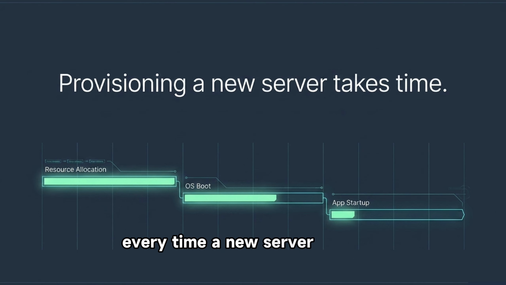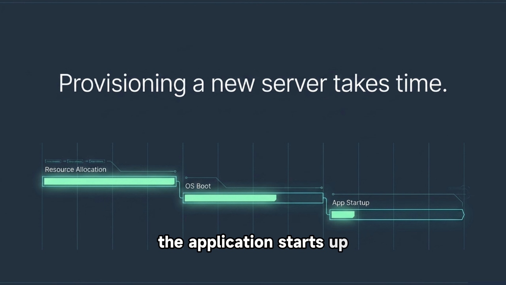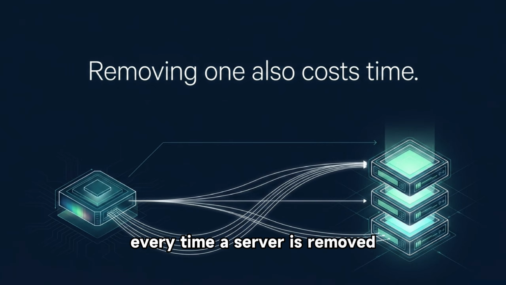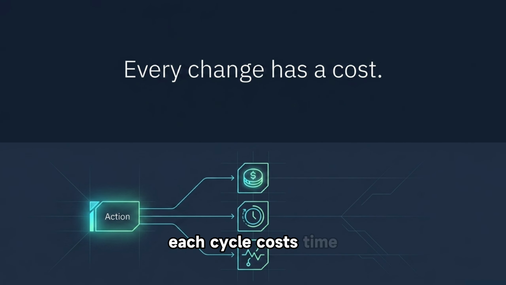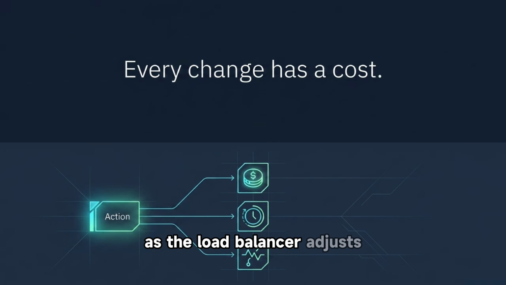Every time a new server is added, there is a provisioning cycle. Resources are allocated, an operating system is booted, the application starts up, the cache begins cold. Every time a server is removed, existing connections have to be drained and requests redistributed. Each cycle costs time, costs money, and introduces a small window of instability as the load balancer adjusts.